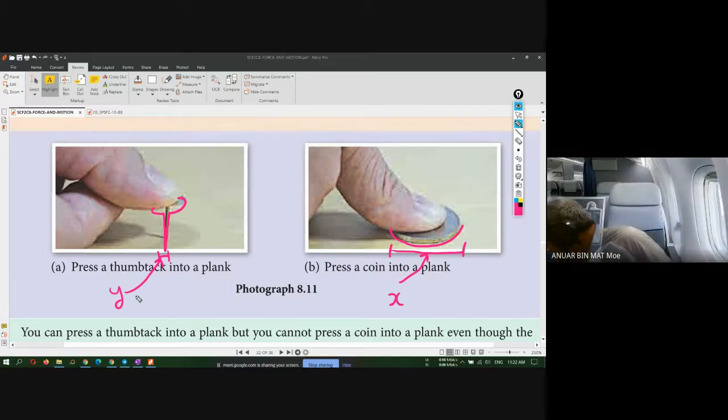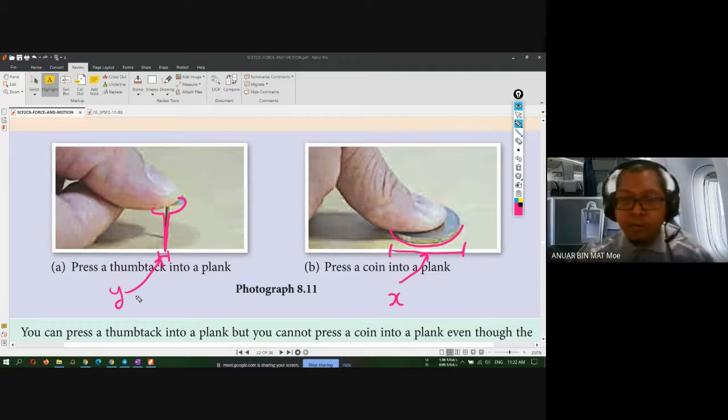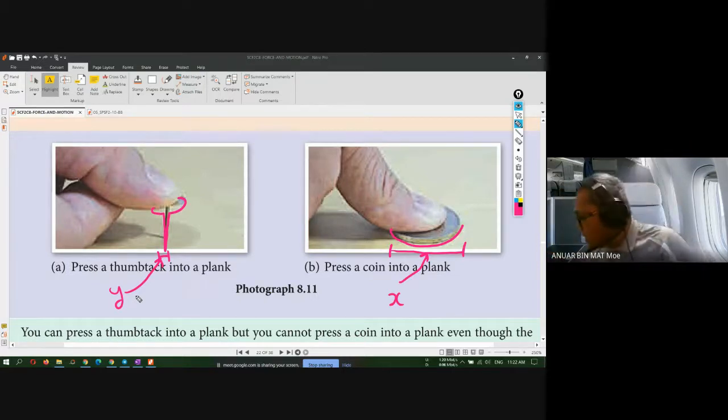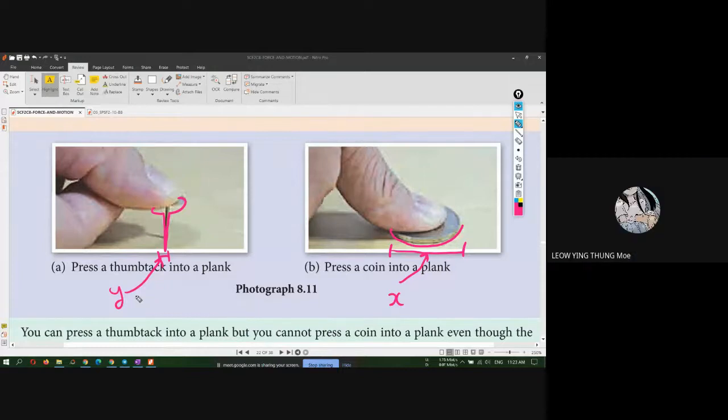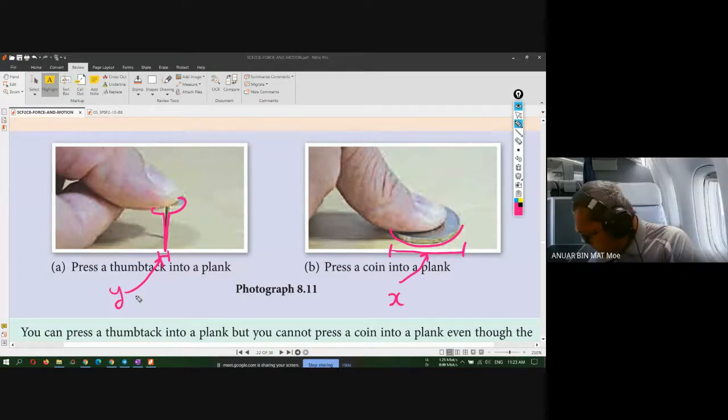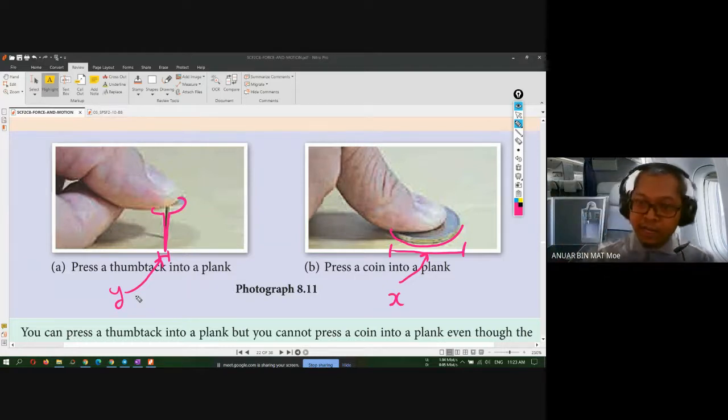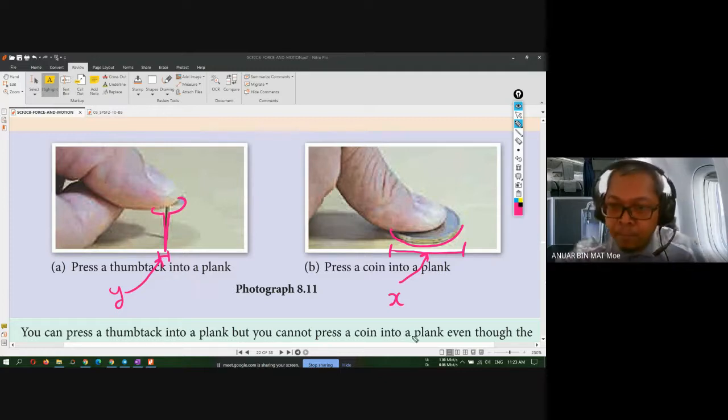So if the object has the largest surface area, what happens to the pressure? Under a larger area, larger pressure, right? So you need a larger pressure because the coin over here has the largest surface area. But the thumbtack has a very small surface area over here, so you just need less force to push the object.